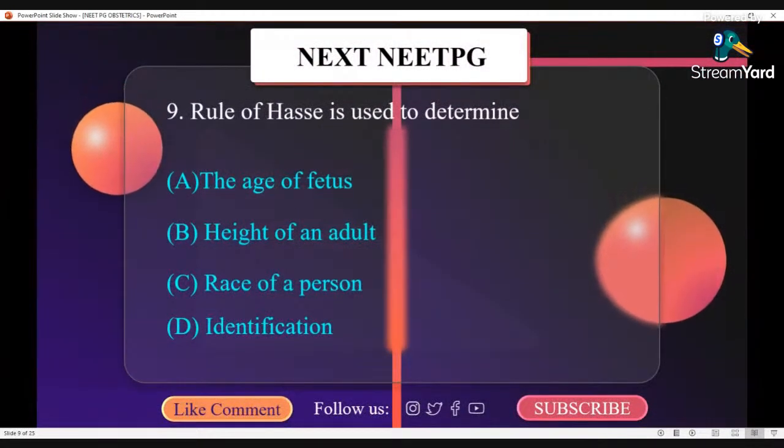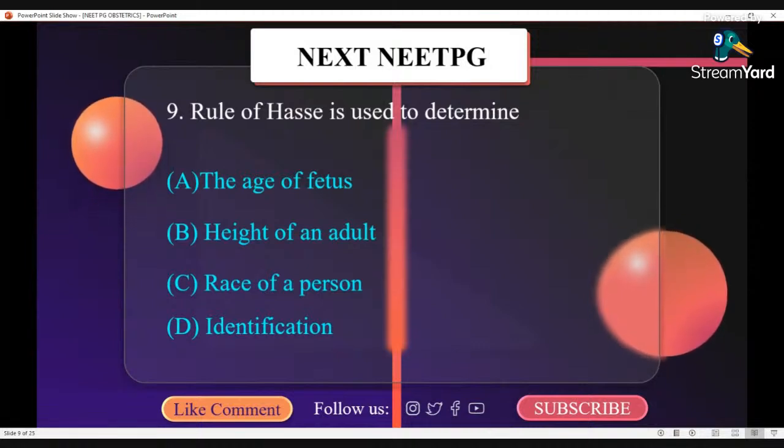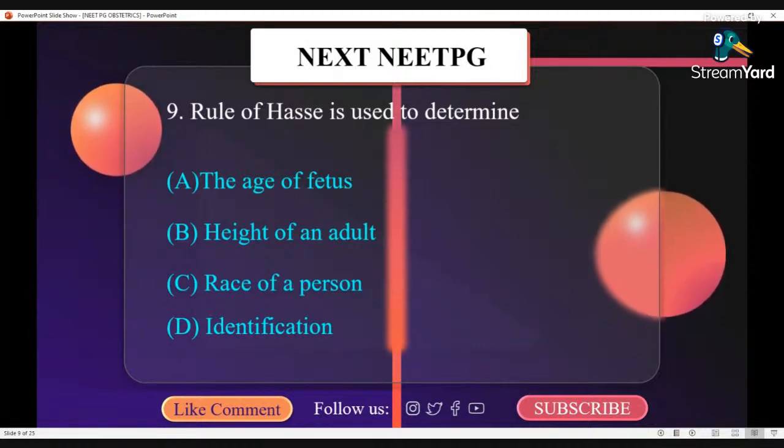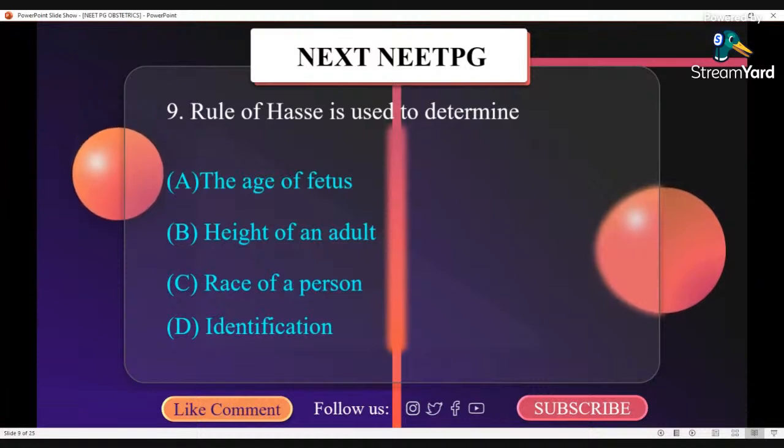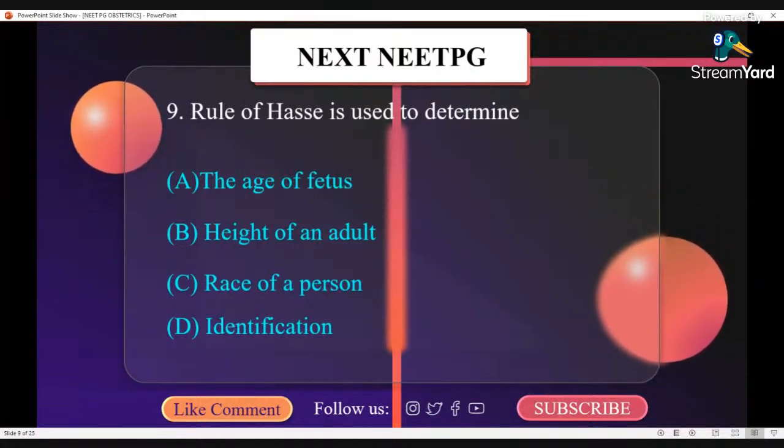Rule of Hasse is used to determine A. The age of fetus, B. The height of individual, C. Race of a person, and D. Identification. We all know the rule of Hasse is used for the estimation of age of fetus.